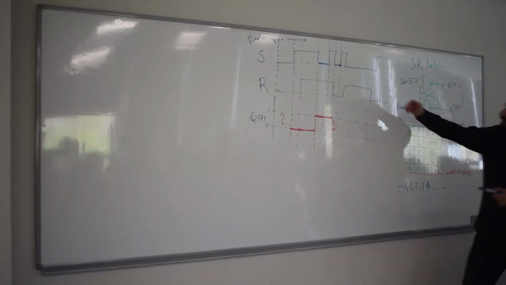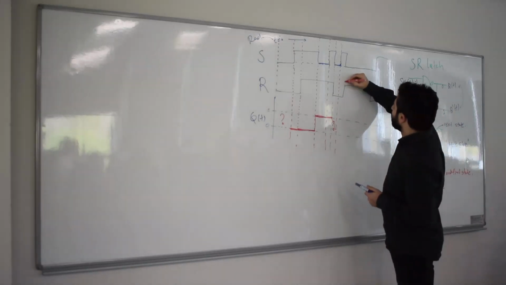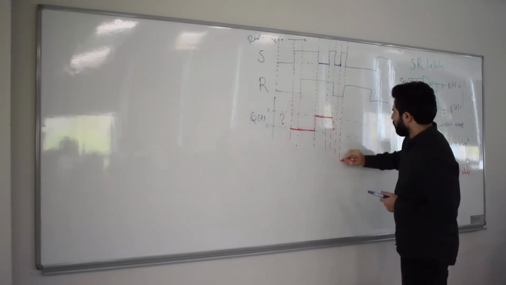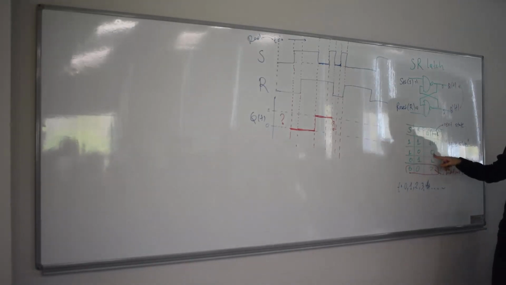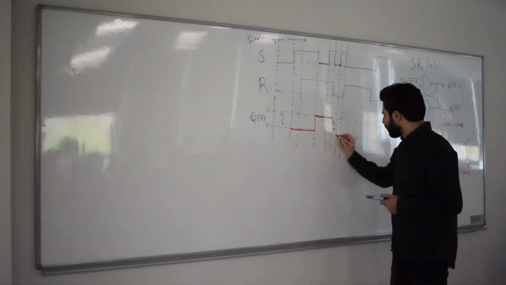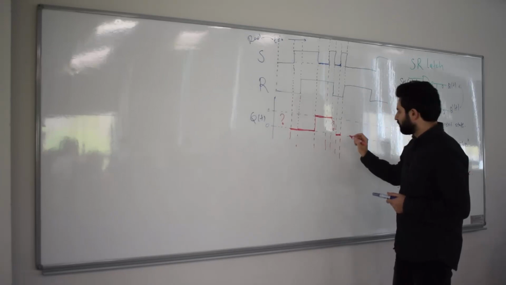So what's next? Let's just assume these are also aligned. What is this? 1, 0. What's 1, 0? It's writing 0. So this will actually start here with a 0.